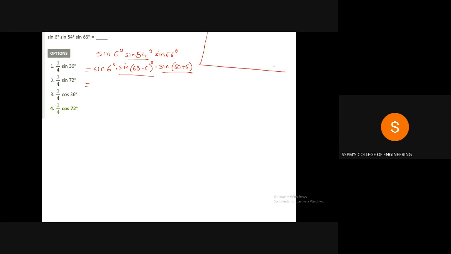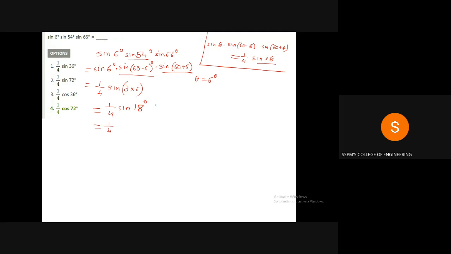There is one formula to solve this: sine theta into sine of 60 minus theta into sine of 60 plus theta is equal to 1 by 4 sine 3 theta. What is the value of theta here? In this example the value of theta is equal to 6 degrees, isn't it? Therefore by this formula we can write 1 by 4 sine of 3 into 6, which is 1 by 4 sine 18 degrees. Sine 18 degree is 1 by 4.